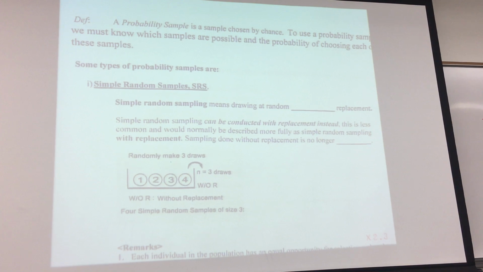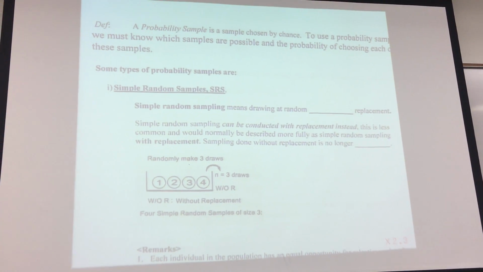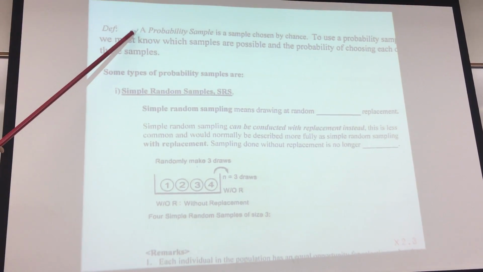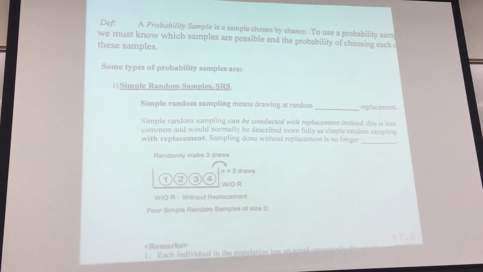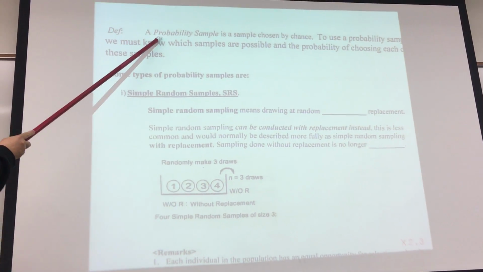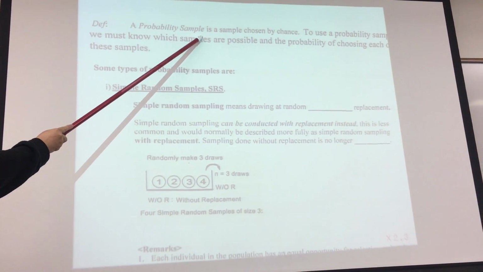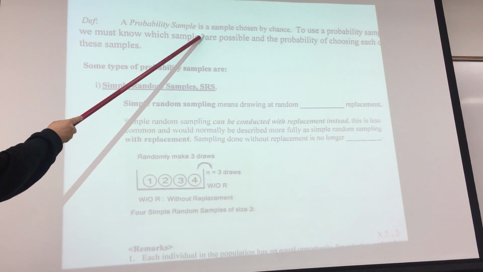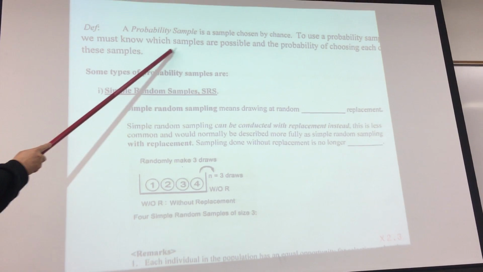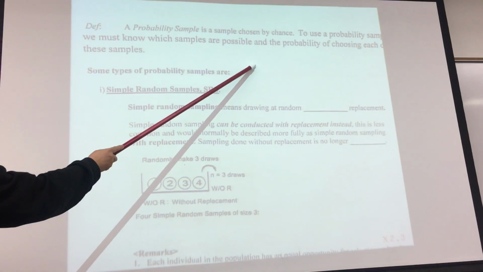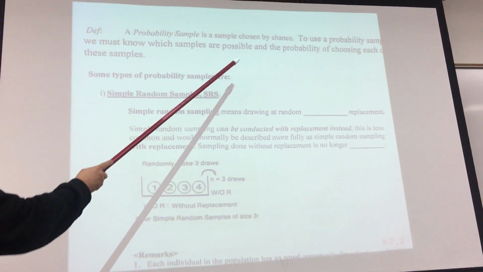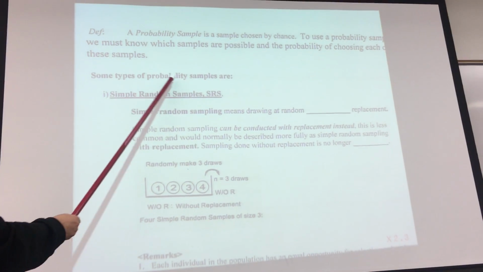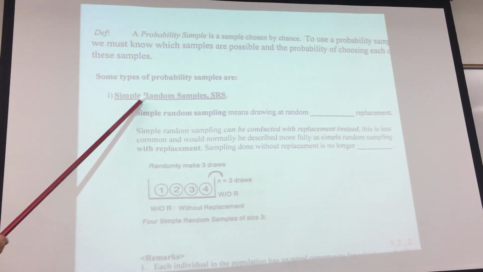With probability sampling, you need to be lucky to get a good sample, okay? But a typical good sample comes from what? A probability sample. What is a probability sample? This is a definition. A probability sample is a sample chosen by chance. To use a probability sample, we must know which samples are possible and the probability of choosing each of these samples, okay? Some types of probability samples are simple random samples.